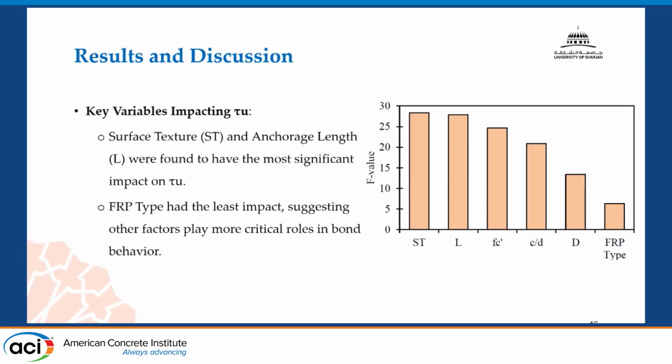and I'm presenting today. The key variables she indicates are the surface texture, anchorage length, and two others, and those four are found to be the most significant to impact the tau sub u value. The least impact, as she says, will be the FRP type, and then saying that maybe there are other values that are more critical to play a role in bond.